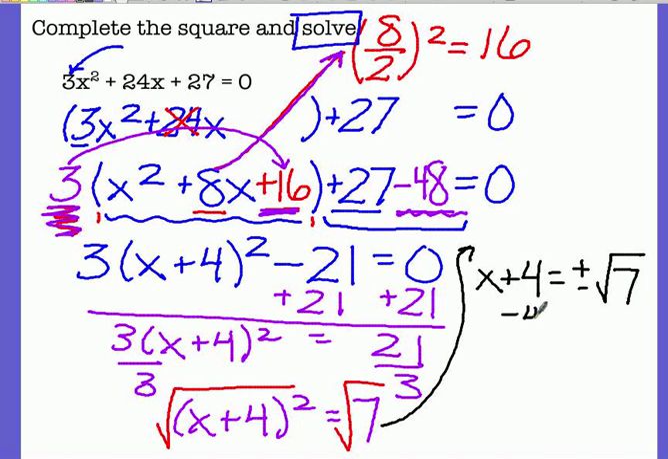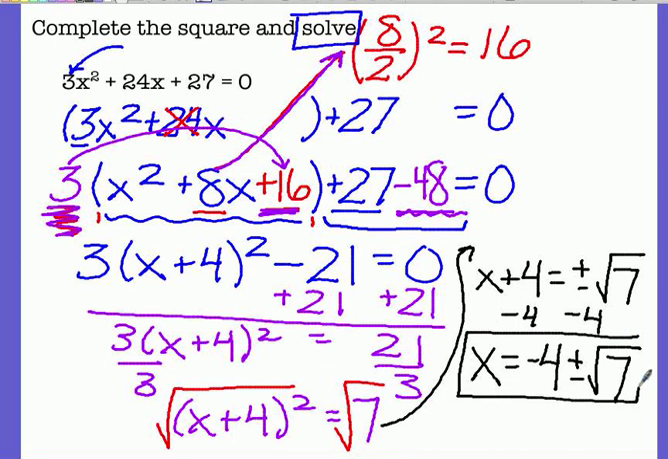So when I subtract 4 on both sides, the way I'm going to write my 2 answers is negative 4 plus and minus the square root of 7. That, I think, is the simplest way to present the 2 roots. You can actually calculate them. You can take negative 4 and add it to the square root of 7, or take negative 4 and subtract the square root of 7 and get decimals. But I actually think leaving it like this is much nicer, and you don't have to pull out a calculator.